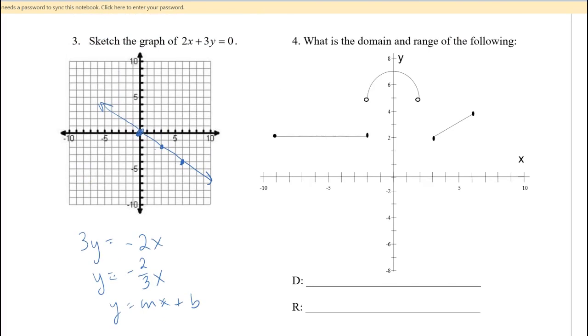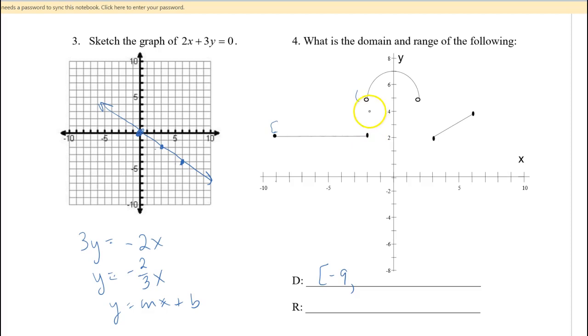All right, and number 4, the last one on our old school, domain and range. So this is making sure you understand bracket versus parenthesis. Remember, open circles, parentheses; brackets are closed circles, and you can definitely use interval notation here. Let's go left to right and see what happens. So my graph is definitely starting at -9, and then I come across.